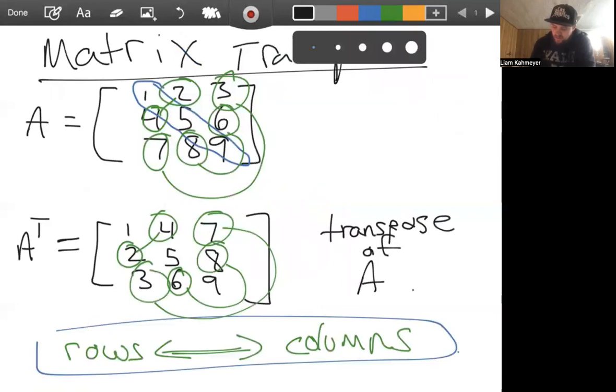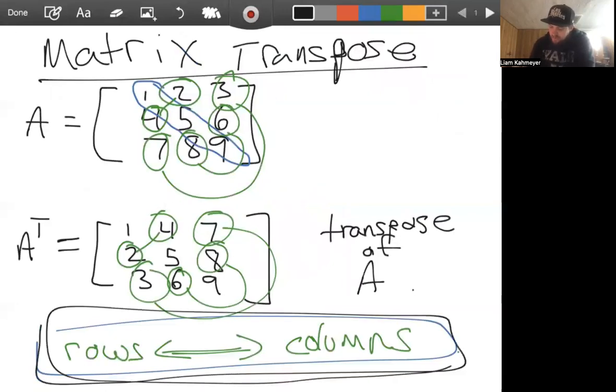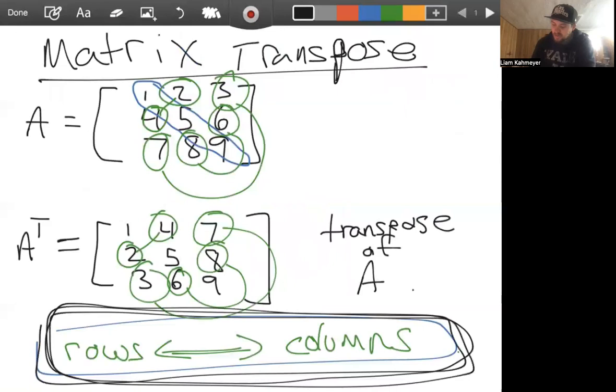But I think in general, for how to think about the transpose and how to calculate it as quickly as possible, the best way of going about this may be to just remember that what we're doing is swapping rows for columns, right?